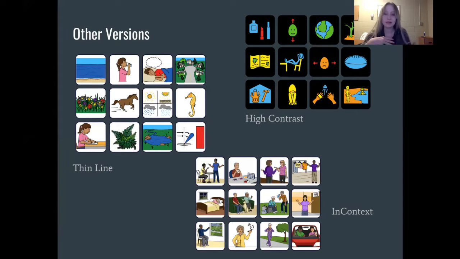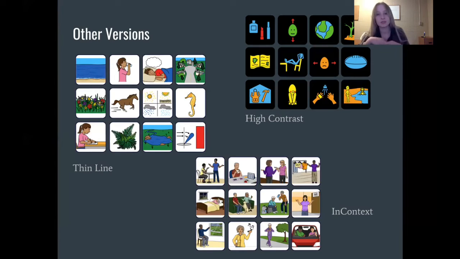And then finally, the last form of PCS system that there is in context. Now, this is usually geared towards adults who have problems with communicating about daily living situations. So, like being in the car, going on a walk, going to the grocery store. So this provides them an in-context way to kind of talk about what they're going through.